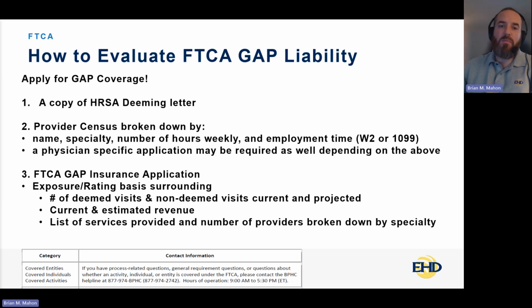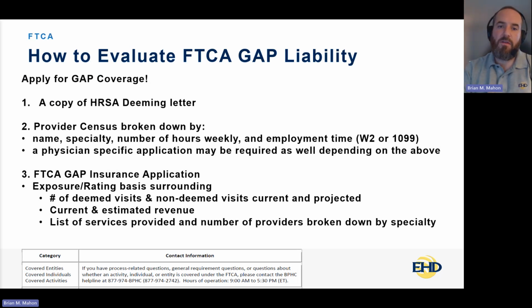So, the things they ask for when you apply for gap liability. And again, this is just medical malpractice coverage for items that fall outside of the Federal Tort Claims Act government immunity, right? They want a copy of your HRSA deeming letter. They will make you fill out an insurance application, which is a lot of the exposure basis or the rating basis. It's around the number of visits you have, both current and projected, deemed, non-deemed, current and estimated revenue, and how your services are broken out by different providers and specialties. And then really drilling in on that provider census data: names, specialties, number of hours worked, W-2 or 1099.